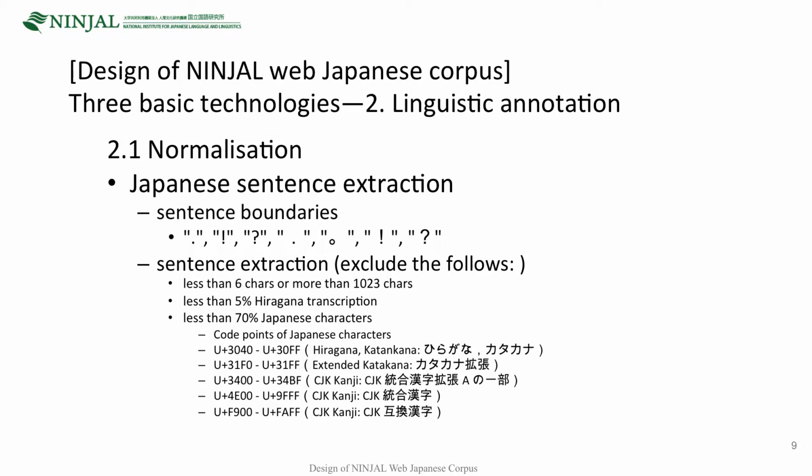In the normalization step, we extract Japanese sentences. These punctuations are regarded as the sentence boundaries. We split the text into the candidate Japanese sentences. Then, we excluded the following sentences. The sentences with less than 6 characters or more than 1023 characters are excluded. The strings with less than 5% hiragana transcription are excluded. The strings with less than 70% Japanese characters are also excluded. Even after such processing, the corpus is contaminated by some other foreign words.